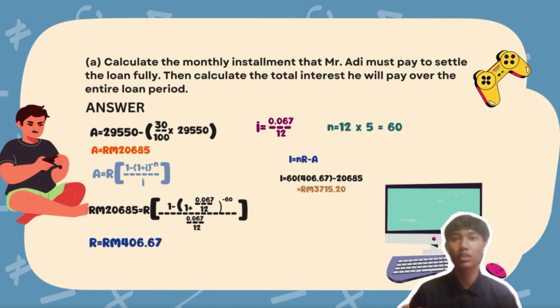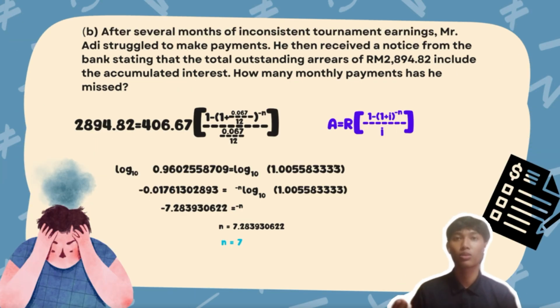To get the interest that he needs to pay over the entire loan period, I use the interest formula, which is interest equal to compounding frequency multiplied by periodic payments minus the present value. So the answer that we get is 3,750 ringgit 20 cents. After that, we move to the next question.